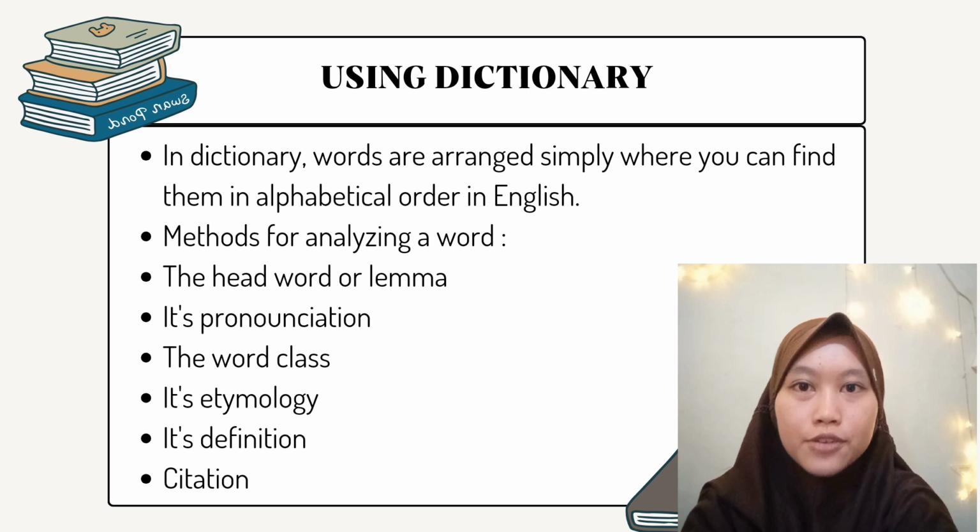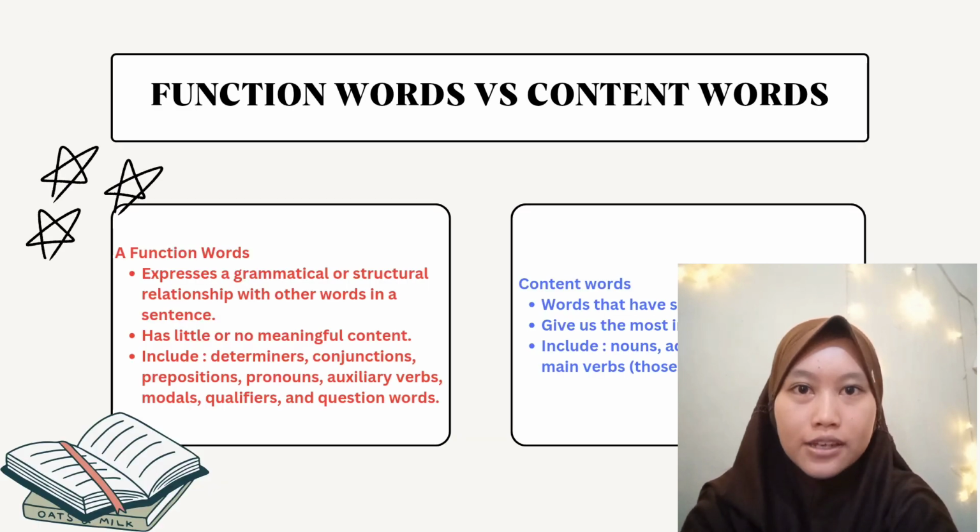There are a few methods for analyzing a word. 1. The head word or lemma. 2. Pronunciation. 3. Word class. 4. Etymology. 5. Definition. And 6. Citation. Function word and content word.